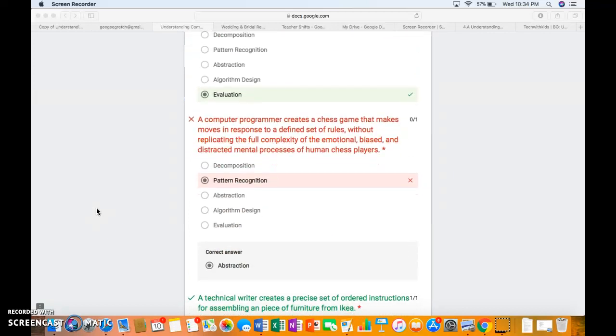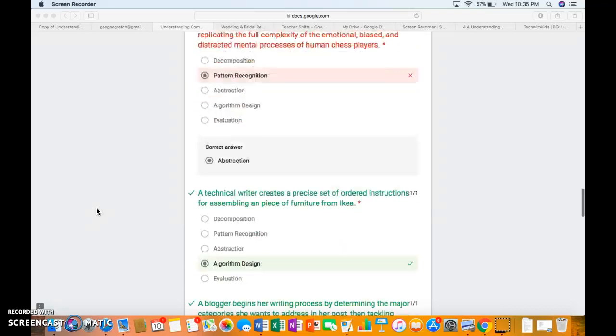Okay, next: a computer programmer creates a chess game that makes moves in response to a defined set of rules without replicating the full complexity of the emotional, biased, and distracted mental processes of human chess players. I put pattern recognition because the computer responds to a certain thing, but really it's abstraction. Abstraction is getting rid of the unnecessary things. For example, in this, they're only focusing on the rules, not any emotion, biases, or distractions. So you have to think a little bit, but it is abstraction.